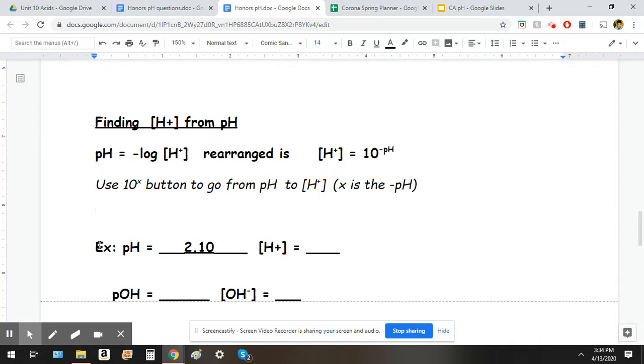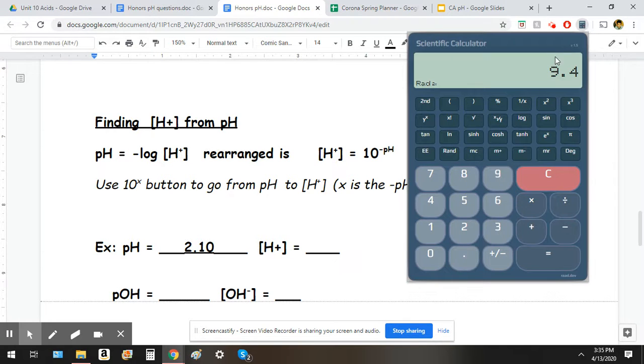If you have any solution that has a pH of 2.10 and you're like, all right, great, what's the H plus ion concentration? Here's how you do it. You would use the 10 to the x button, which I don't have, so I'm going to manufacture it by using y to the x. So that's my 10 to the x button, essentially. Now all I have to type in, it's waiting for me to type in my exponent, and I got to type in the negative pH. What was the pH? It was 2.10, so negative 2.10. What do I get?